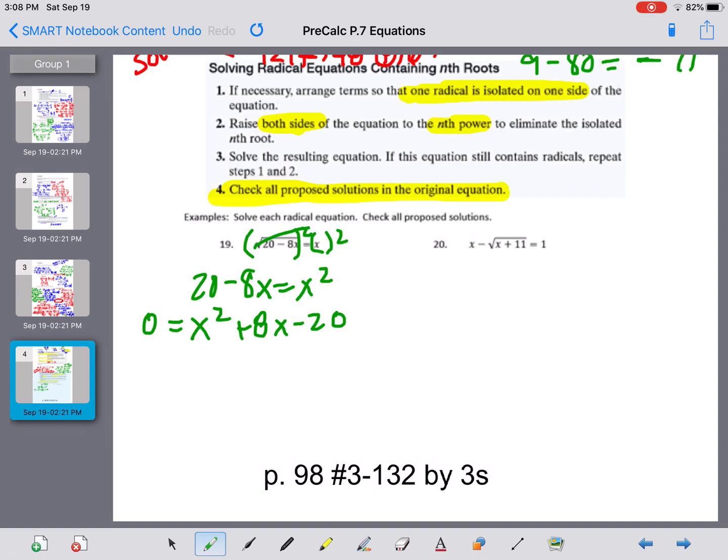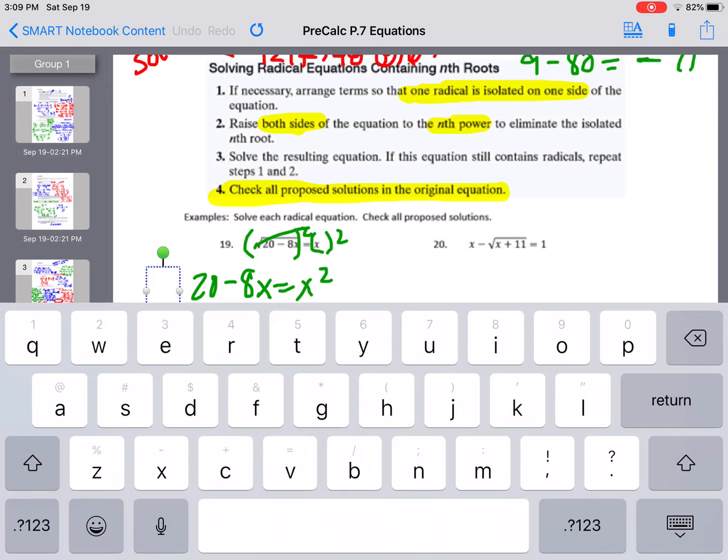My choice now: quadratic formula, completing the square, square root, factor. I'm going to start with factoring because it's faster. Are there factors of 20 that subtract to make 8? Yes, 10 and 2, right? A plus 10, a minus 2. Okay, so that means either x minus 2 equals 0.